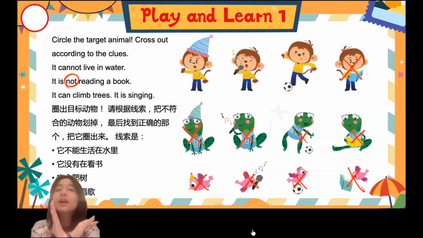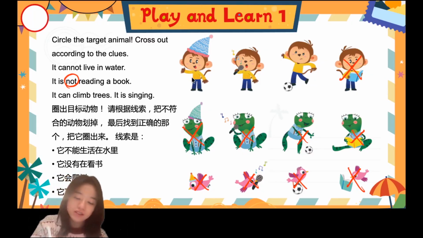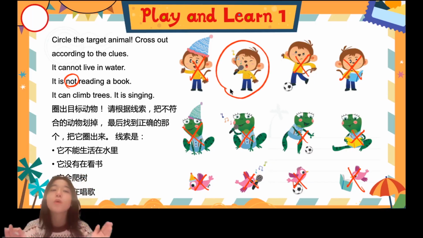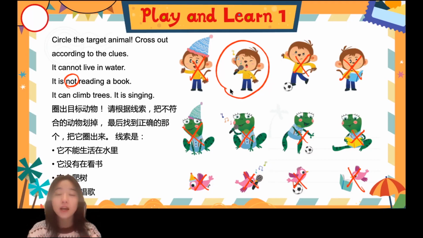The last clue: it is singing. In other words, if it is not singing, we need to cross it out. So the last one is exactly what we want. It cannot live in water. It is not reading a book. It can climb trees. It is singing.